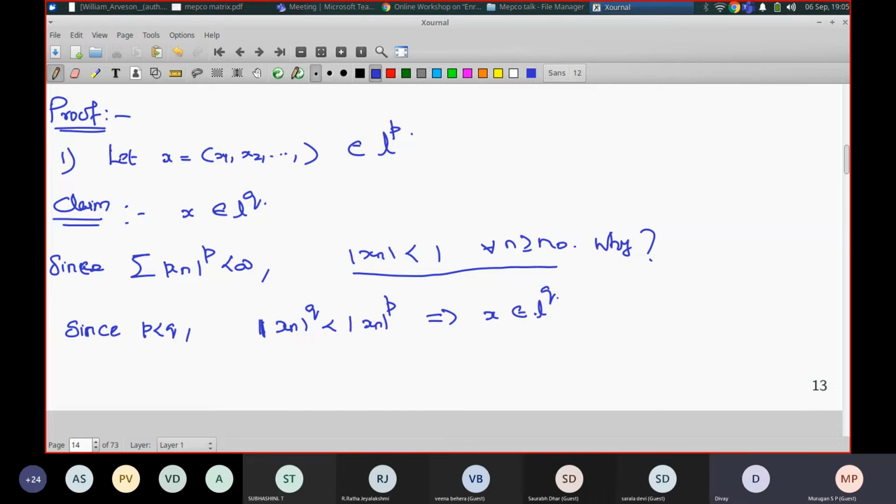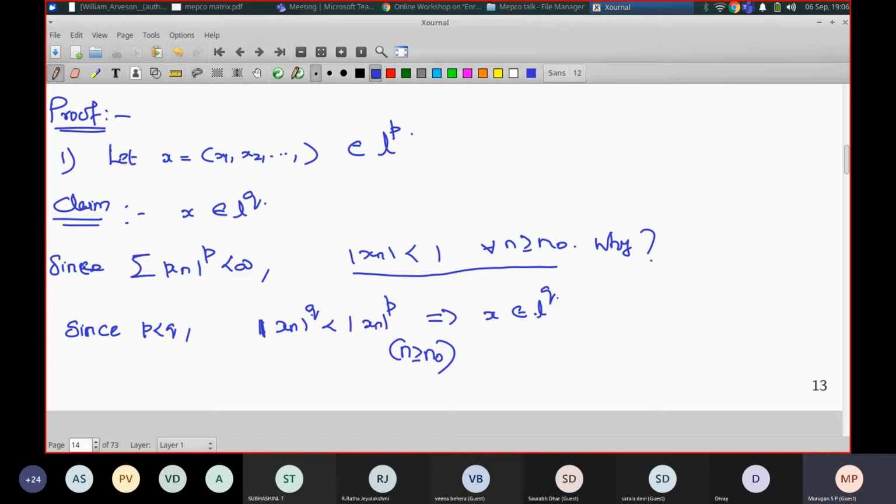Since the series of xn power p is convergent, xn power p converges to 0. Yes. From that you can conclude that modulus of xn converges to 0. From that you can easily see that this is less than 1 for all n greater than or equal to n naught. Since p is less than q, modulus of xn power q is less than modulus of xn power p whenever this condition holds, I mean n greater than or equal to n naught. Only provided this inequality holds, right?